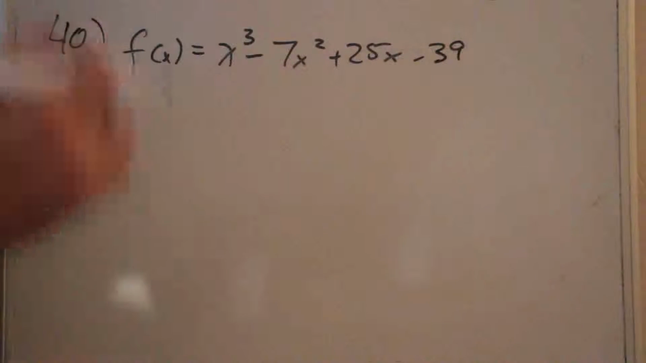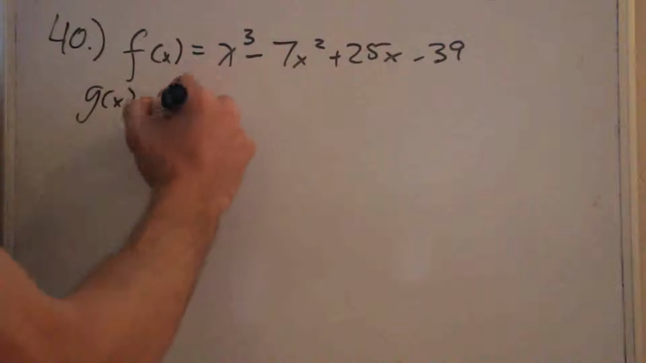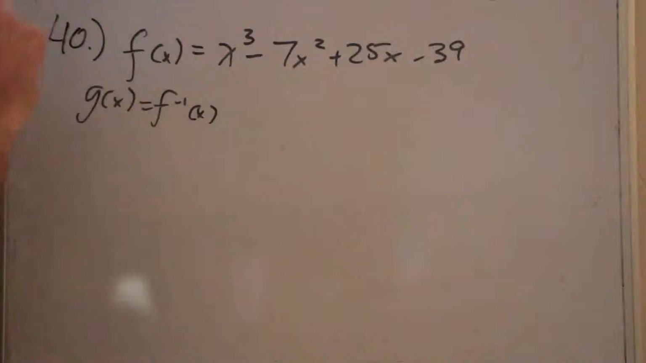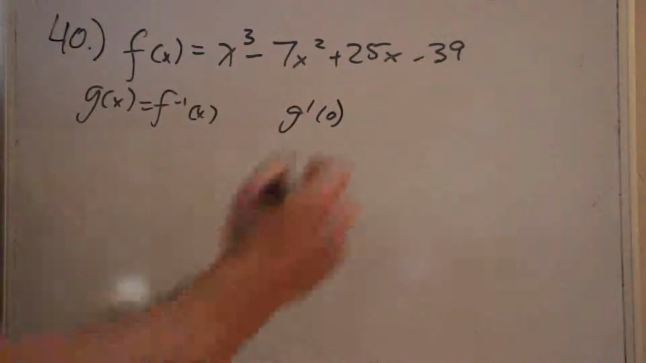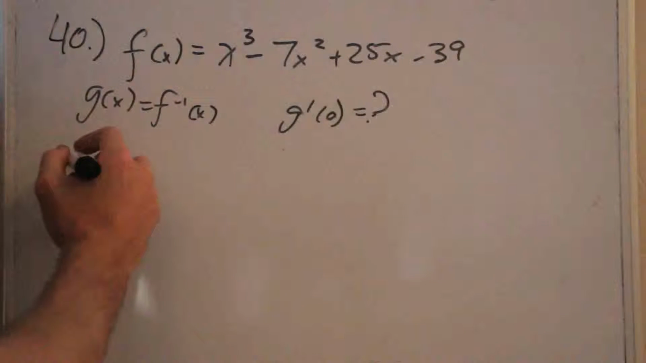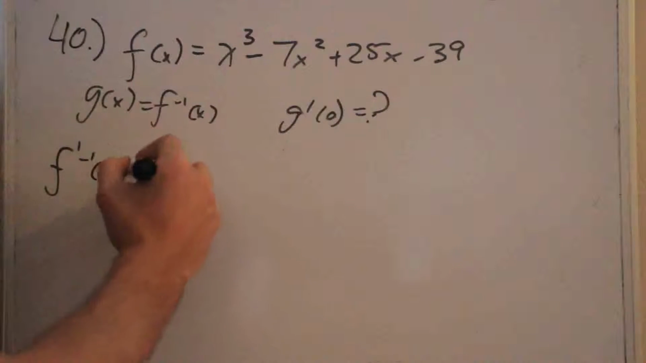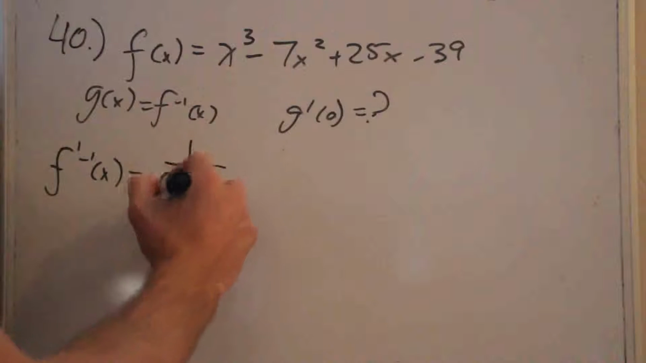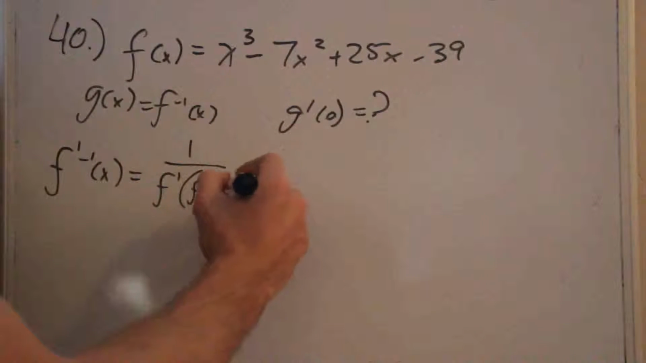And g is the inverse function of f. So g of x equals the inverse of f. And they want to know what is g prime of 0. So this question, you're really out of luck unless you remember this, which is the derivative of the inverse function is equal to 1 over the derivative of the function of the inverse, okay?